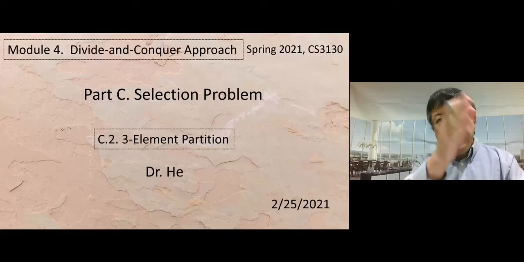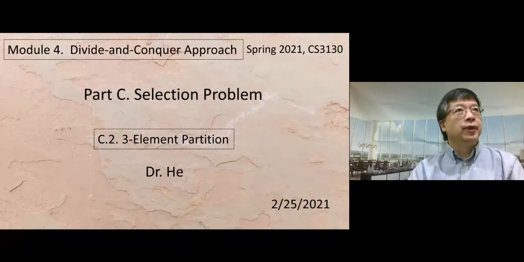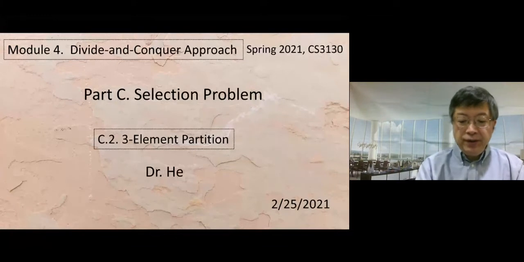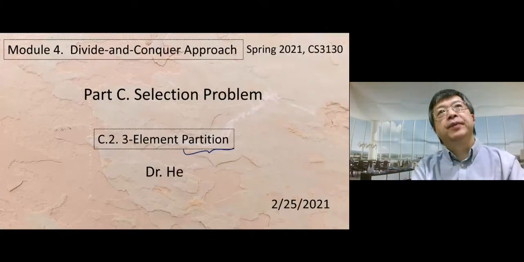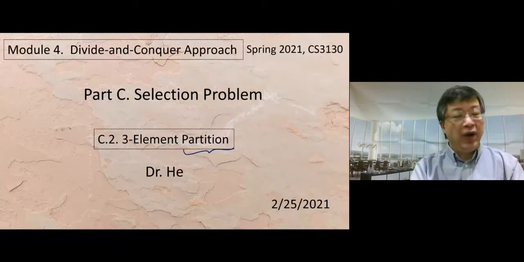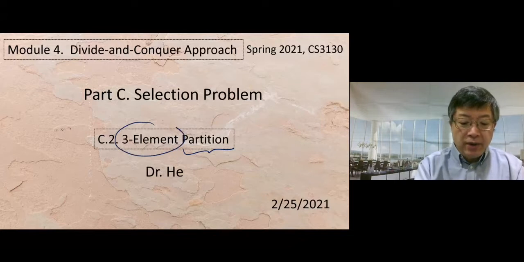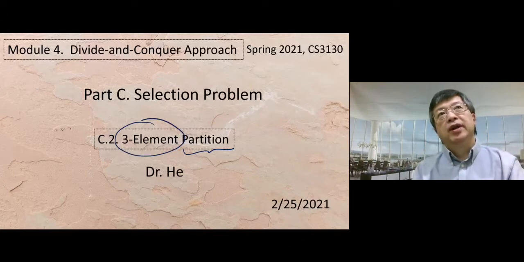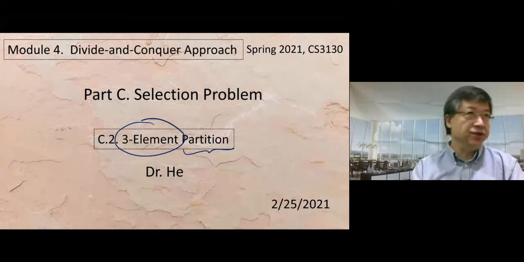C.2, 3-element partition. In the introduction video, I explained the partition idea. Here, we take a special partition way. It's called a 3-element partition. There is a pretty smart trick used here.